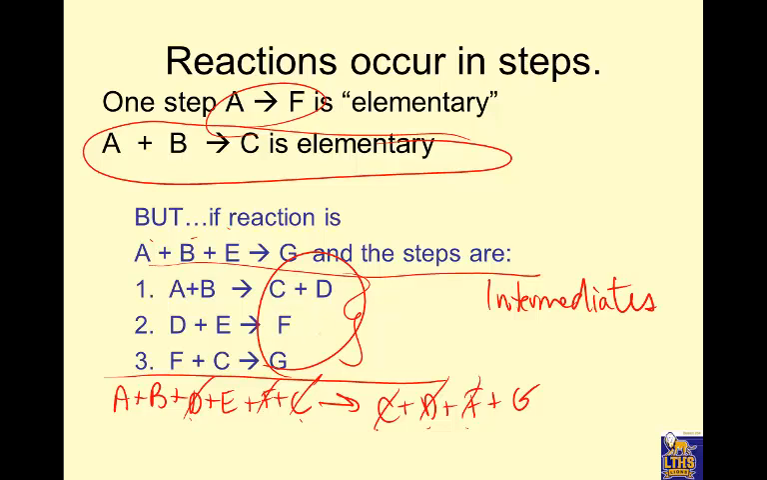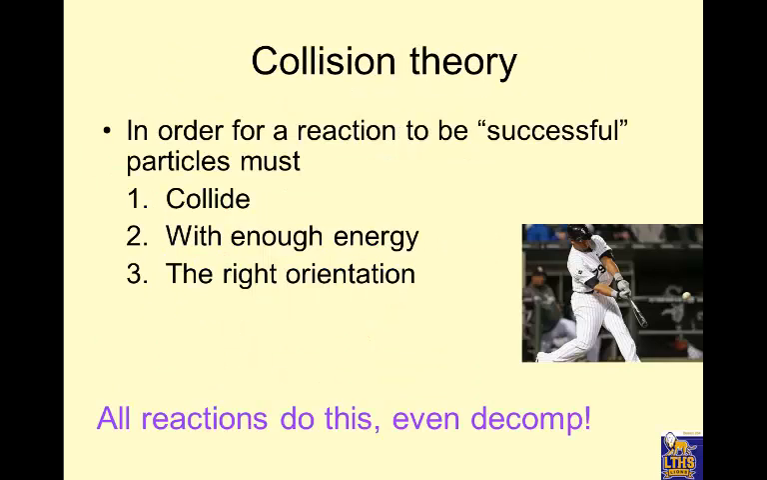So a chemical reaction maybe occurs in steps. Those steps are called elementary steps, and then adding all of those steps together gives us our overall chemical reaction. Things that are made in one step but used in another are called intermediates. So why do chemical reactions even happen? Or how do they even happen?